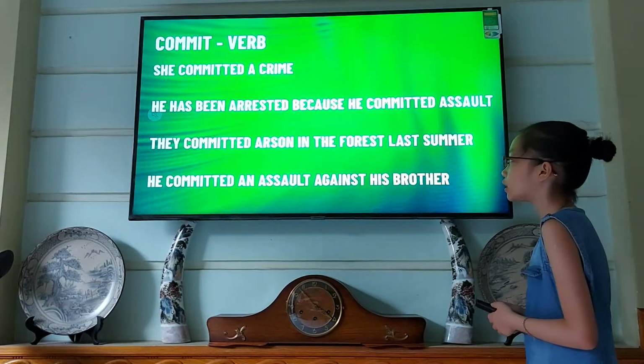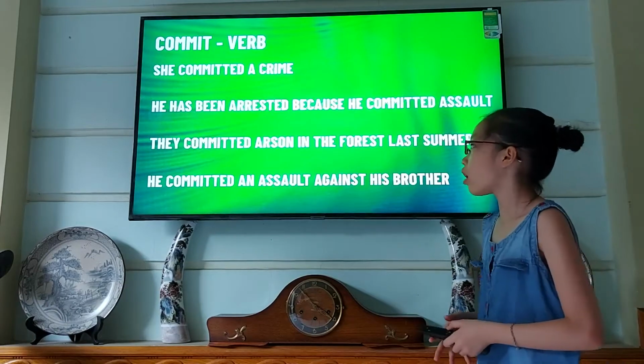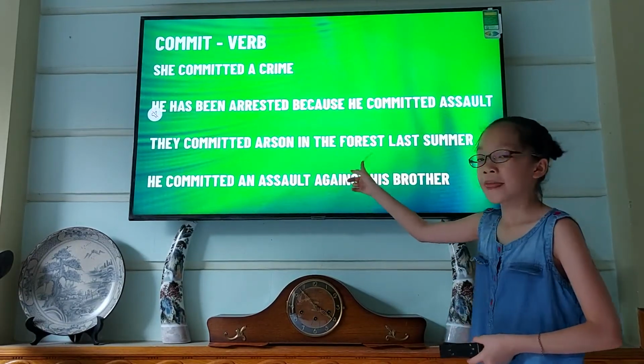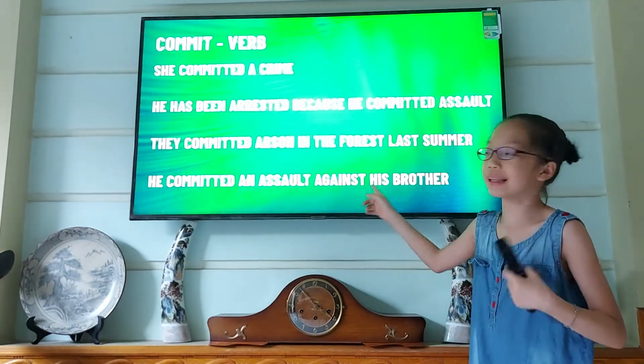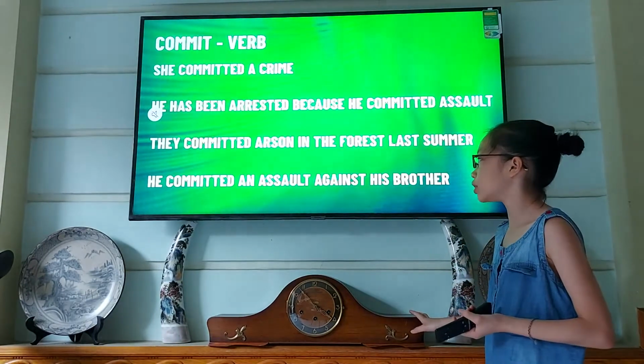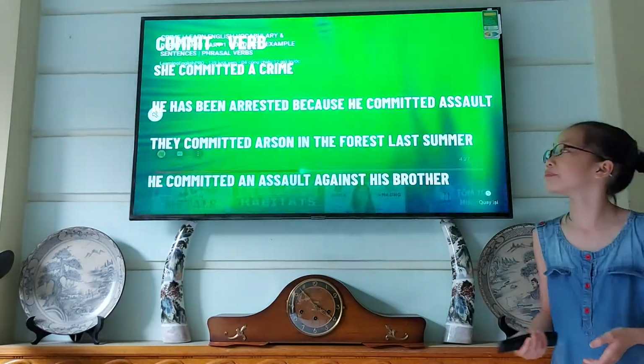They committed arson in the forest last summer. Committed arson in the forest. That means they set fire to the forest last summer. He committed an assault against his brother.